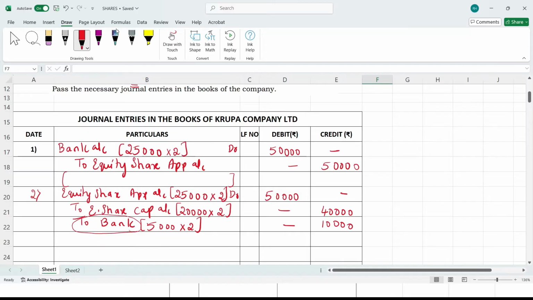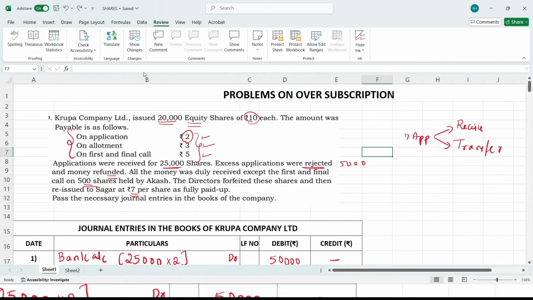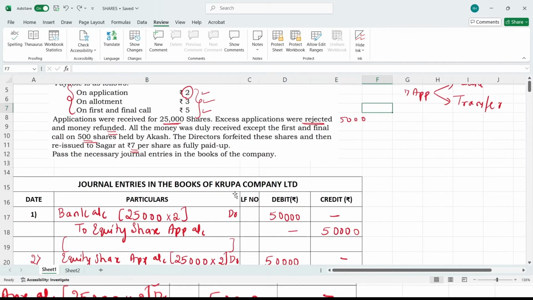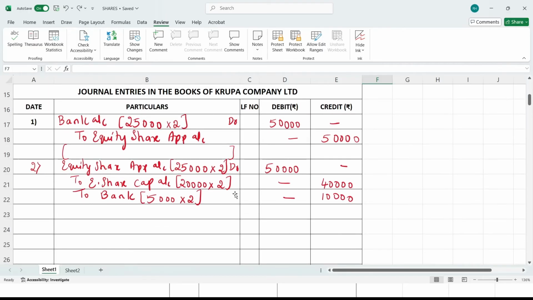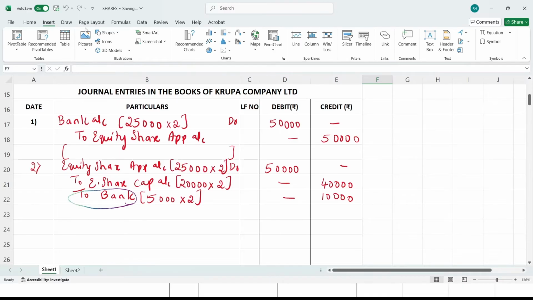Bank account is very, very important here. Next, now we have completed the remaining; all the entries will remain the same. So now we have completed the application stage.